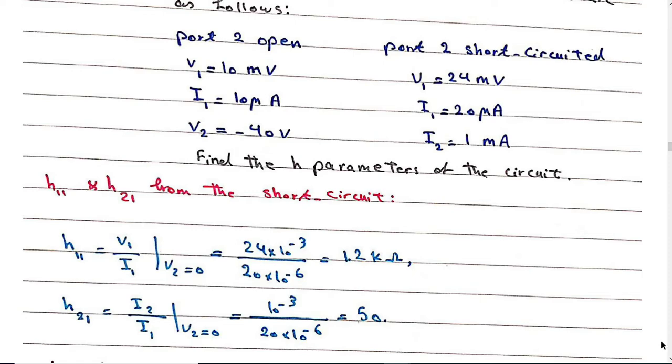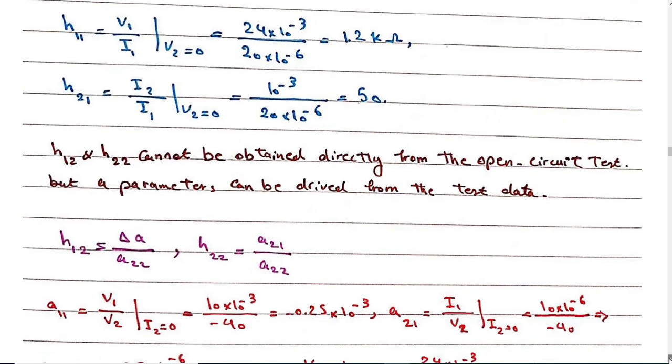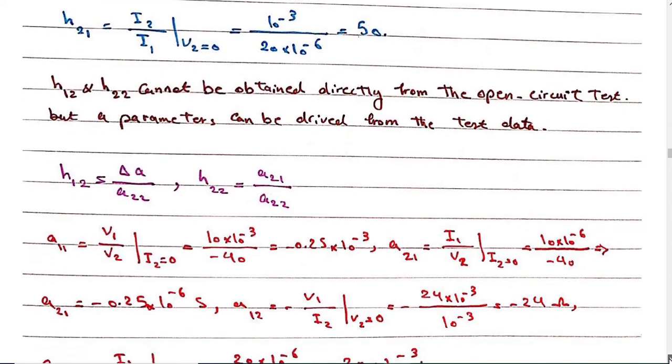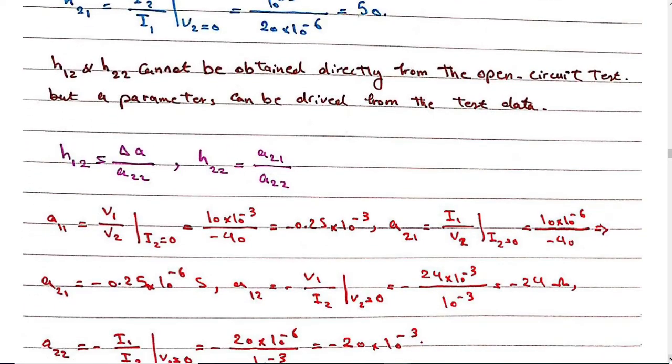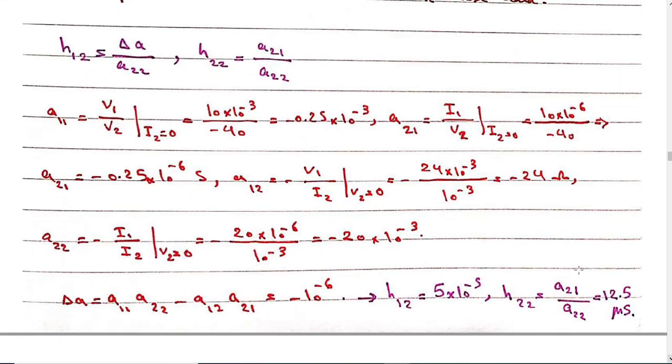Okay, so how can I calculate? You use one of the other parameters. Yes, I can use the conversion table. I can use A parameters, for example. So what is the relation between the H parameters as functions of the A parameters? You have the table. From the table, you can calculate H12 and H22.